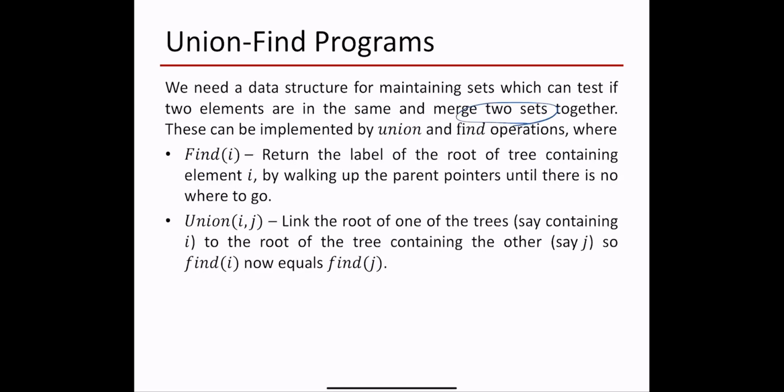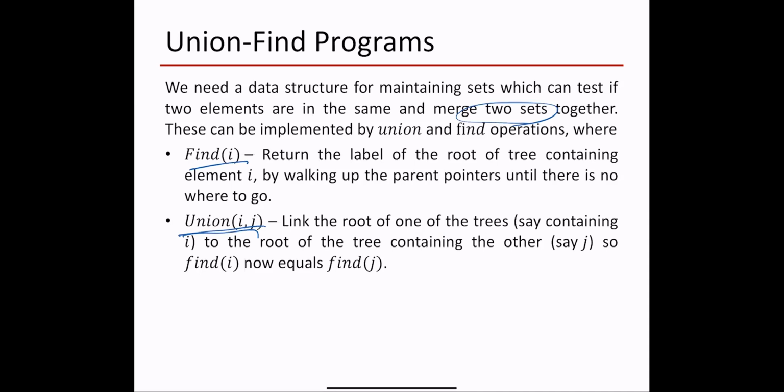These can be implemented by the union and find operations, where the find operation returns the label of the root of the tree containing element i, by walking up the parent pointers until there is nowhere to go. So the top parent, meaning your tree's root, is connected to the existing graph. Then union(i, j) means linking the root of one of the trees to the root of the tree containing the other.